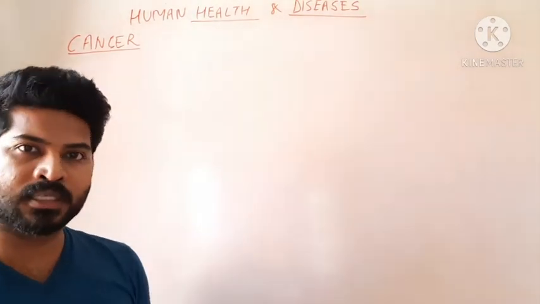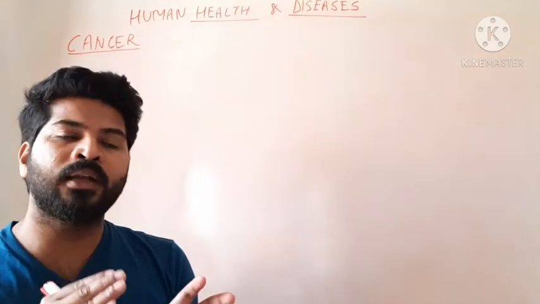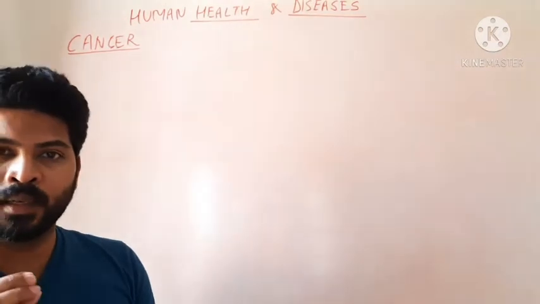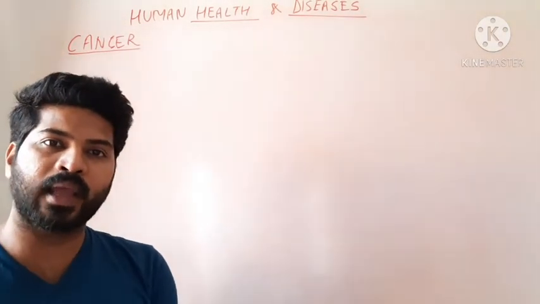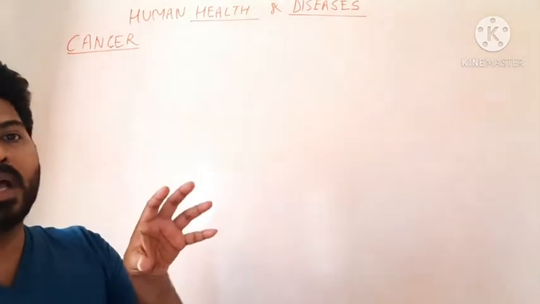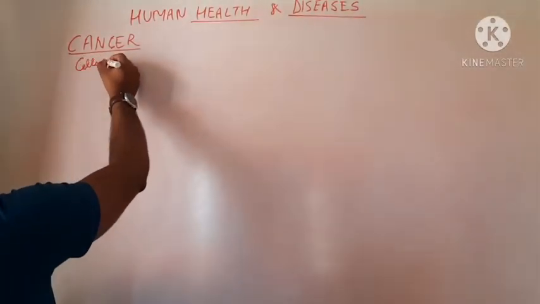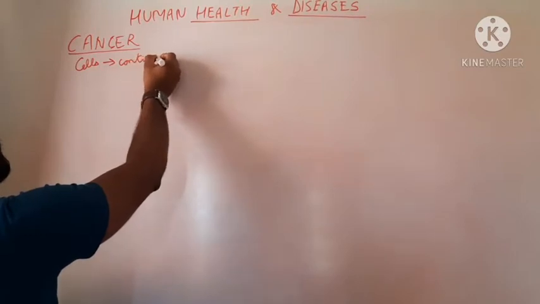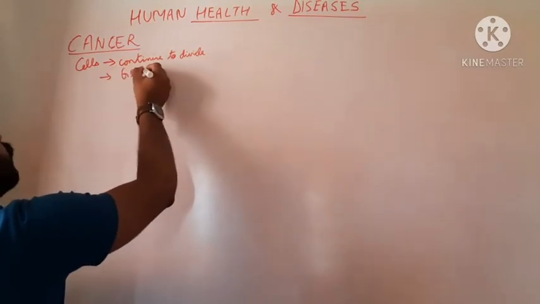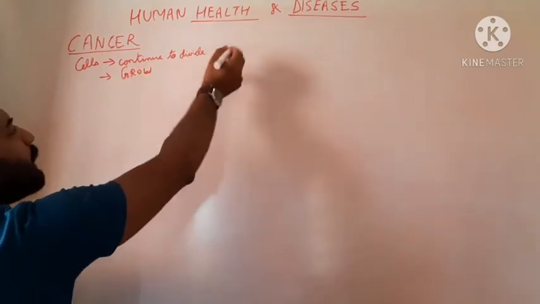In the case of cancer, what happens is cells are not under the control of the regulated mechanism. There is a mechanism in place wherein old cells die and new cells take their place. In the case of cancer, the regulatory mechanism is lost. Therefore, cells continue to divide and grow. So cells do not die, they keep on dividing.